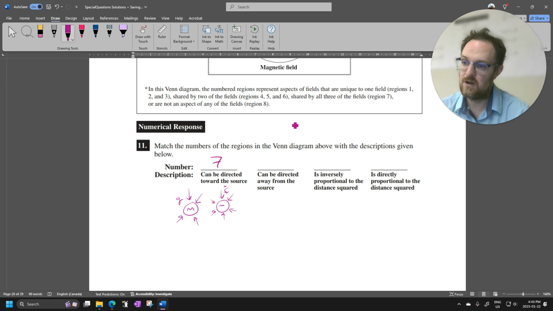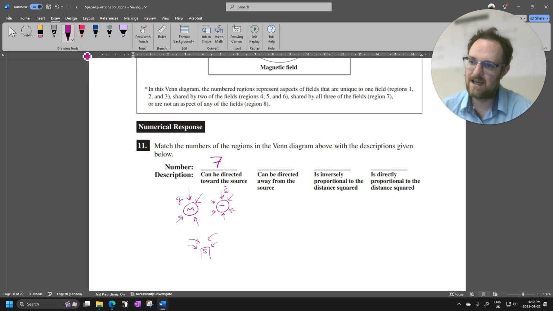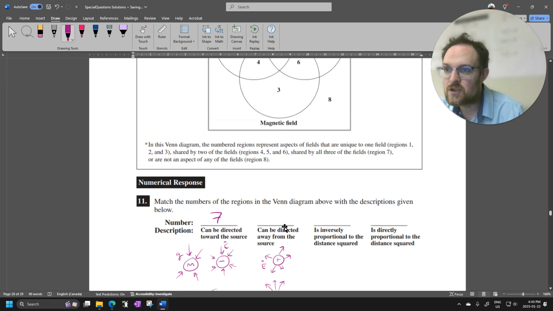And if I had a north or south pole of a magnet, the field lines are directed towards the south pole, right? That's the south of a magnet, right? So yeah, they could be that. So this one here, though, gravity can't be directed away. It's always towards. But we can have a positive charge, which is away from the source. So that could be my electric field for that one. And I can have a north, which is directed away from that source, right? So I can have those two.